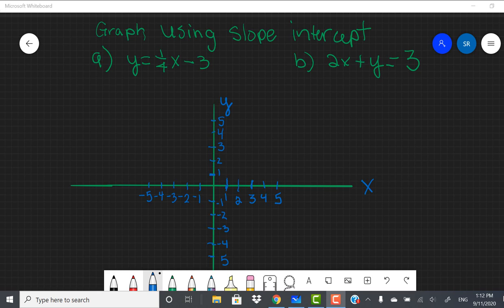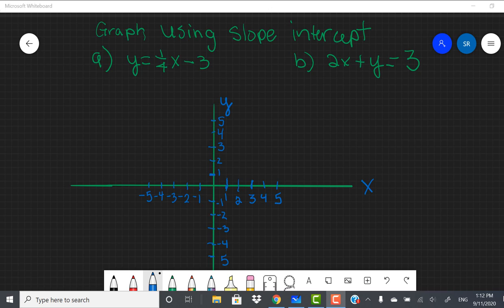Hi, in this video I'm going to show you how to graph using the slope-intercept form. First we're going to graph y equals 1/4 x minus 3. As you notice, it is already in slope-intercept form.